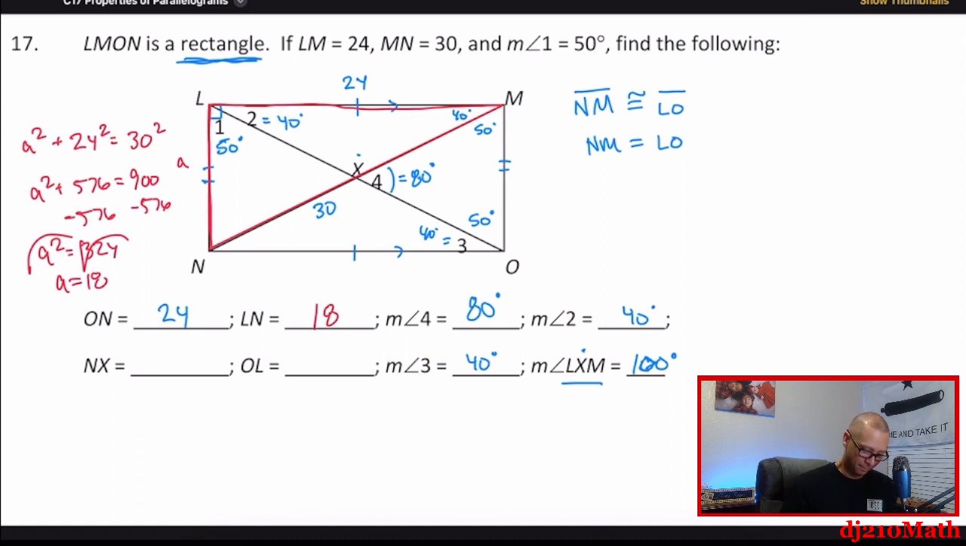Okay. What's NX? Okay, so they bisect each other, right? I guess I failed to mention that part in the beginning. They definitely bisect each other. Diagonals, that is. So if it's 30, NX is going to be 15. OL, that's the other diagonal. It's 30 because the diagonals are congruent in a rectangle. So there it is.